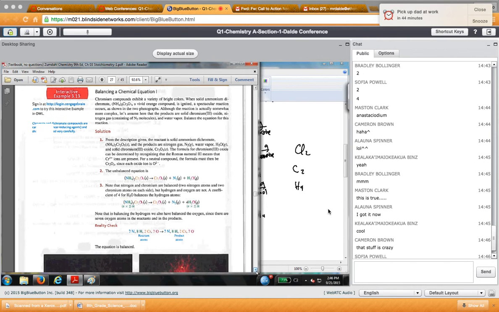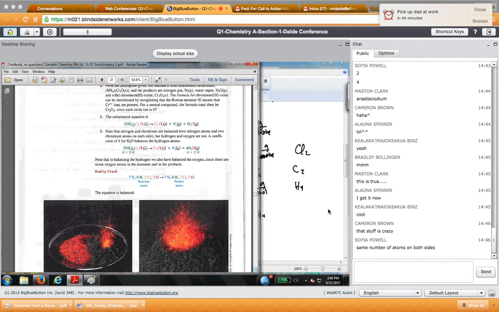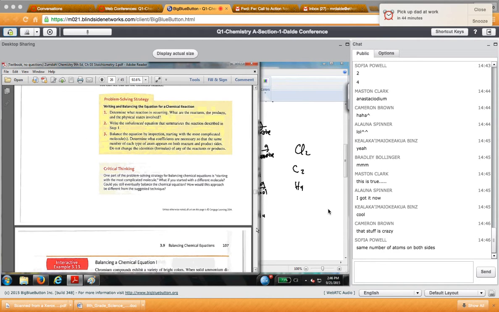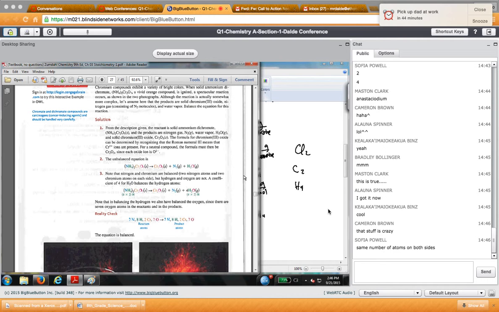Oh, sweet. That's cool. Looks like a mini volcano. All right. Anyway, you guys don't care. I know you guys are just like, just show me how to do it. All right. Although the reaction is actually somewhat more complex, let's assume that the products are solid chromium oxide and nitrogen gas, consisting of N2 molecules, and water vapor. Balance the equation for this reaction.